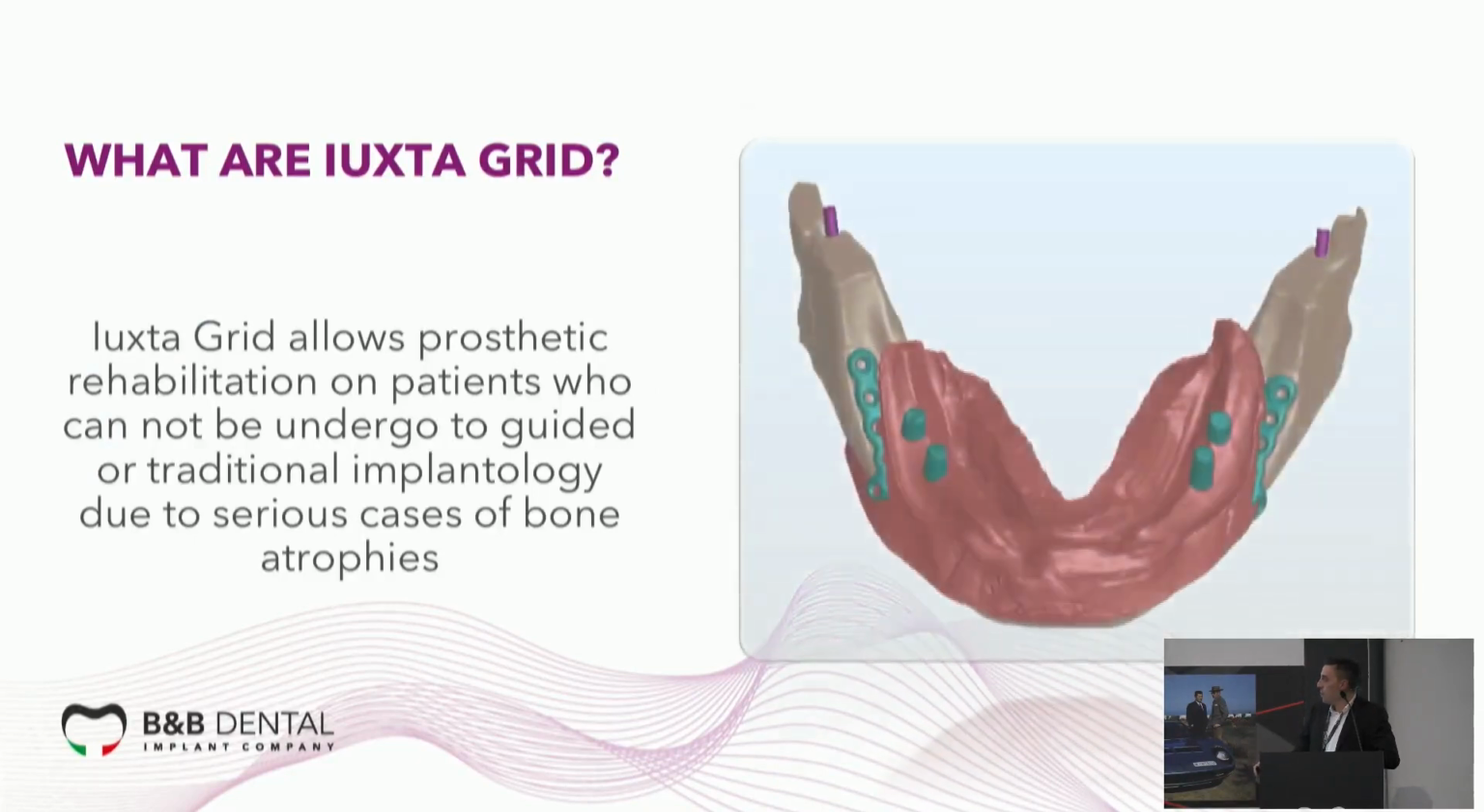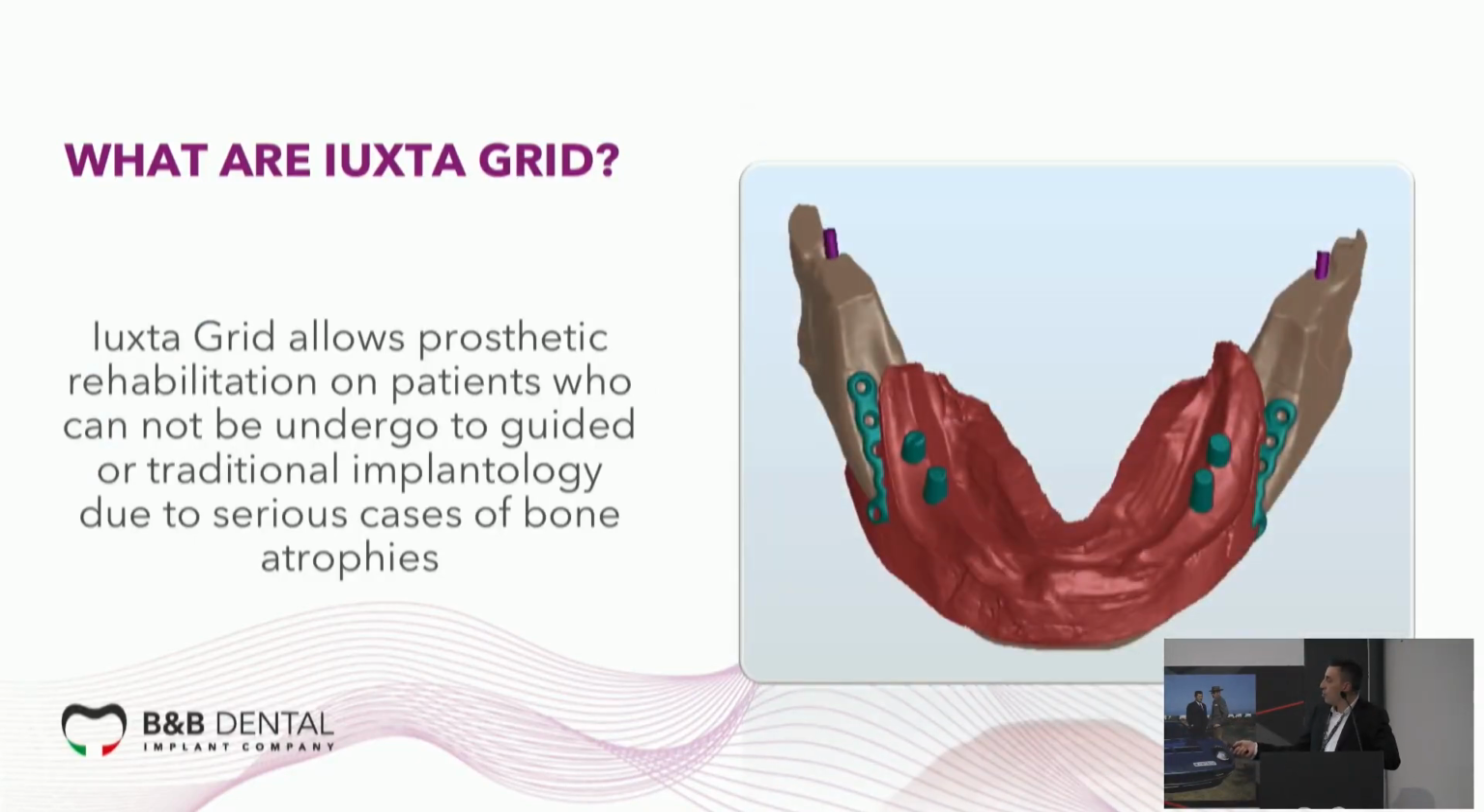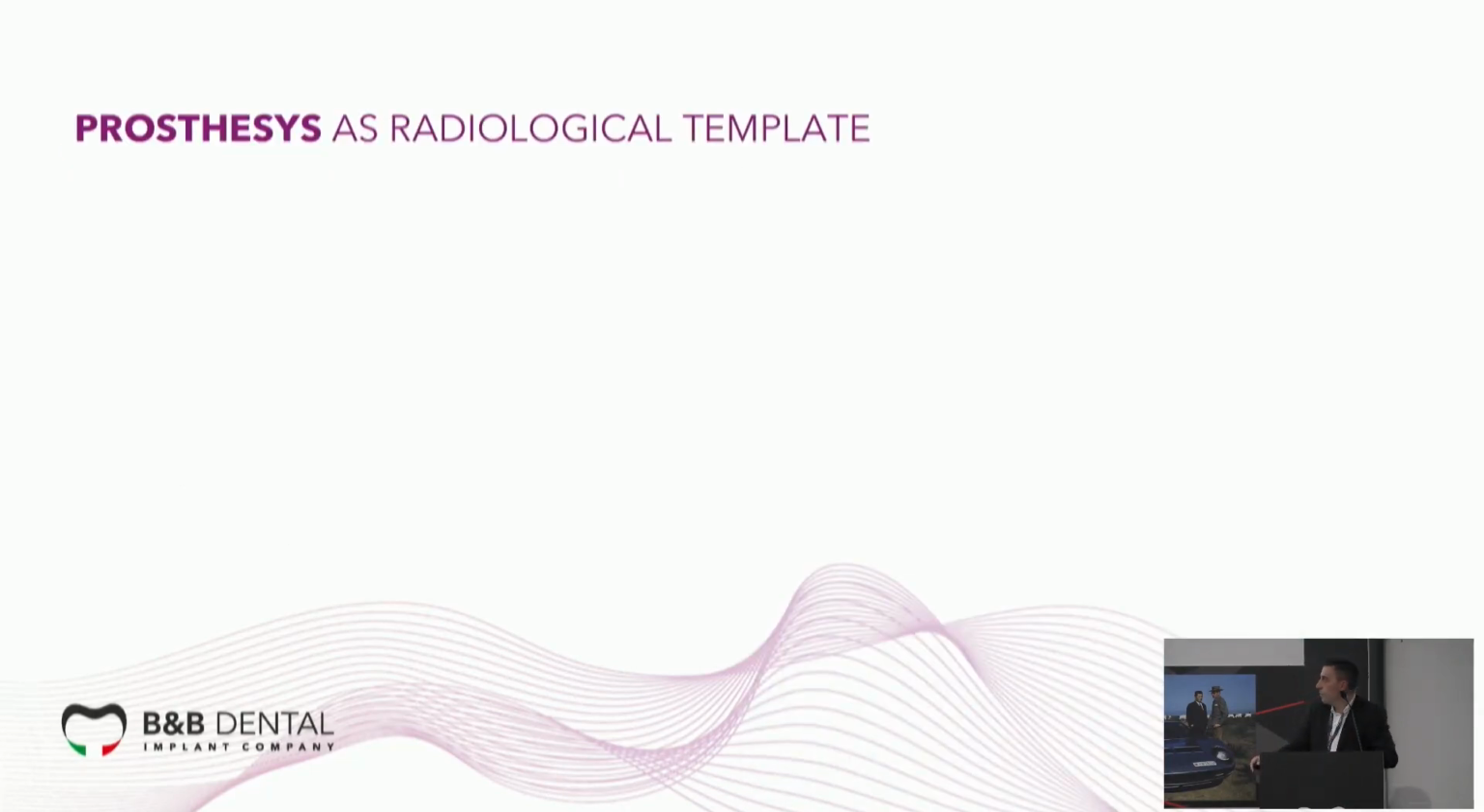Now, Juxtagrid. Juxtagrid allows prosthetic rehabilitation on patients who cannot undergo guided or traditional implantology due to serious cases of bone atrophies. It's very interesting, the Juxtagrid. Prosthesis as a radiological template.